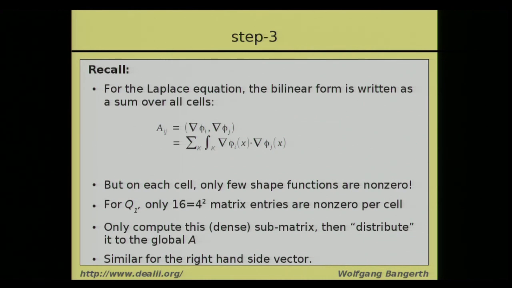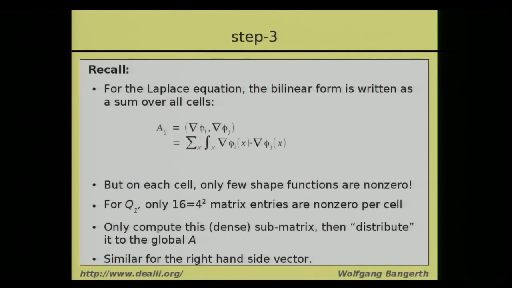And the way we compute this, therefore, is not that we have a global sum over i and a global sum over j, and in there a global sum over k, but we do this the other way around. So we loop over all the cells k, and on every cell we identify exactly those 4 degrees of freedom that are non-zero, and then we're going to build a dense 4x4 submatrix.